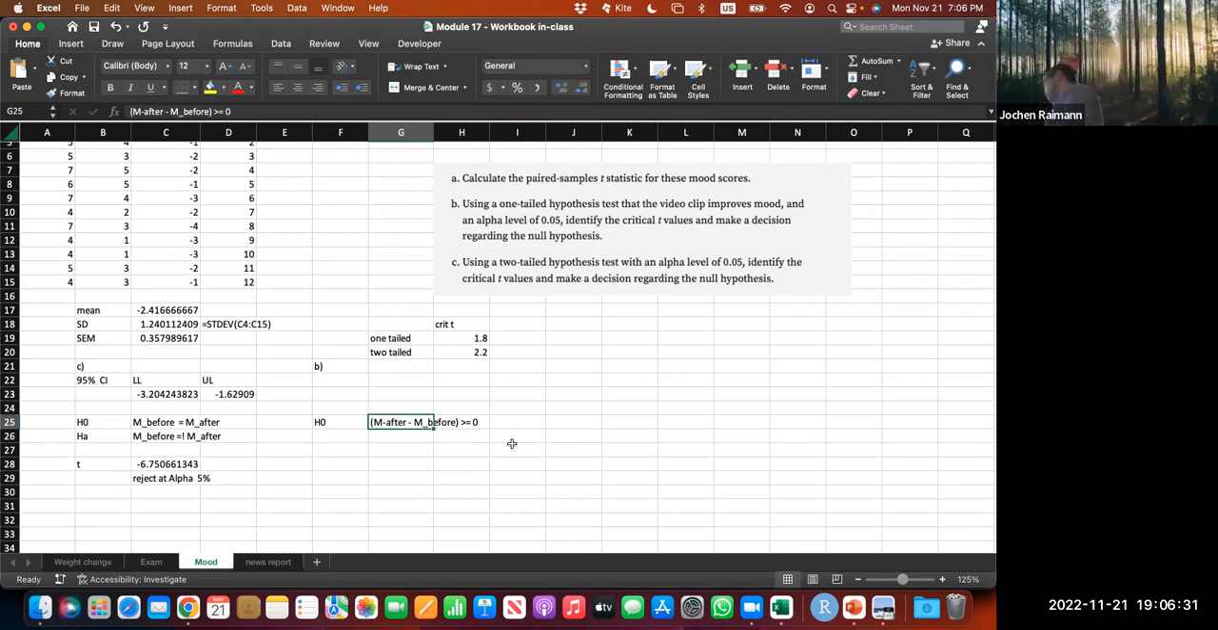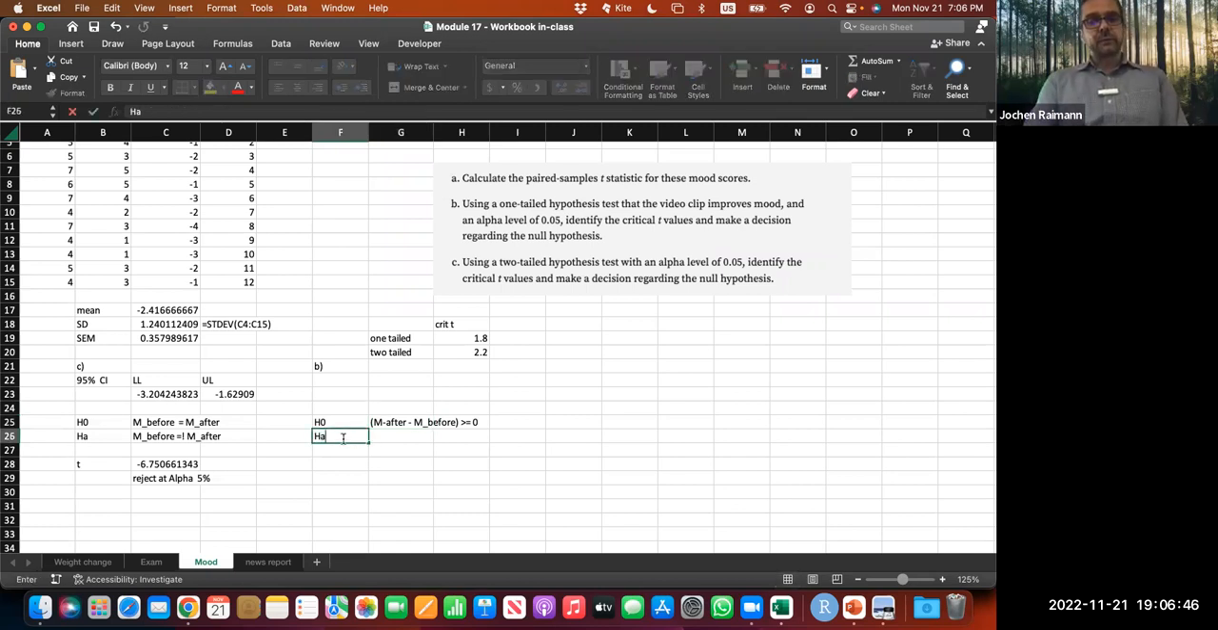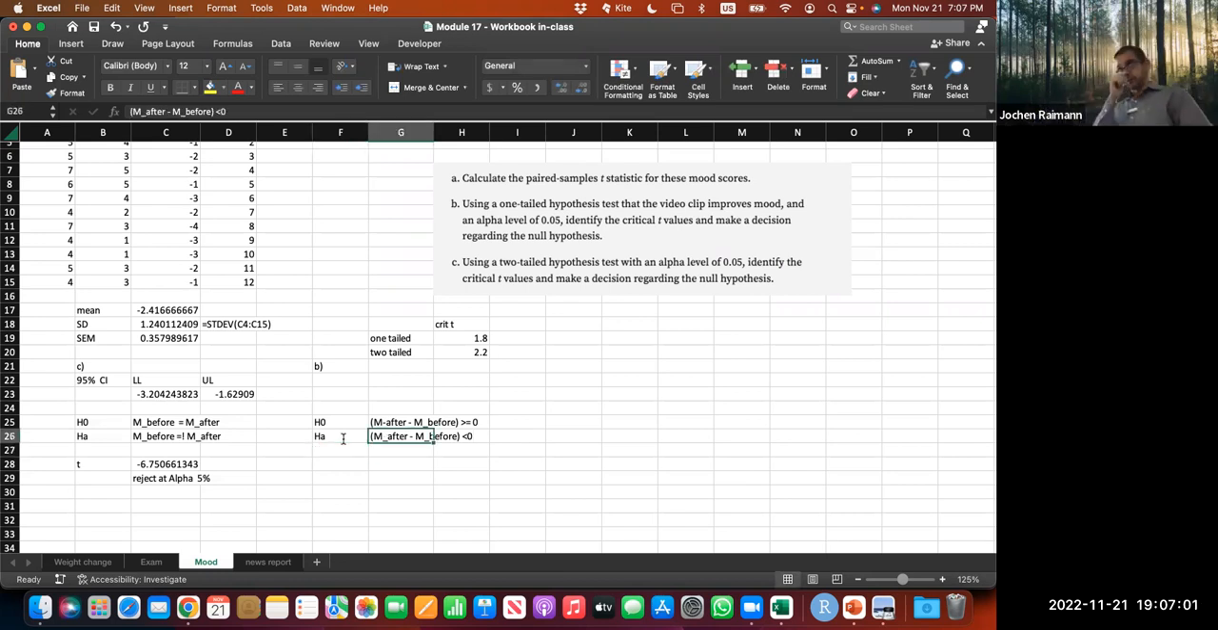So basically that would be an improvement. So it would get greater, which would be a decreased mood. So it's either an increase or it's the same. So if we're having now an alternative hypothesis, that would mean that M after minus M before would be smaller than 0. That would be an improvement in the mood.